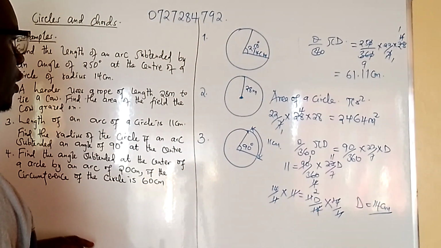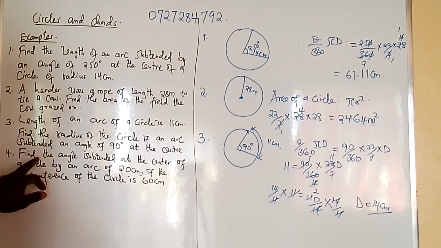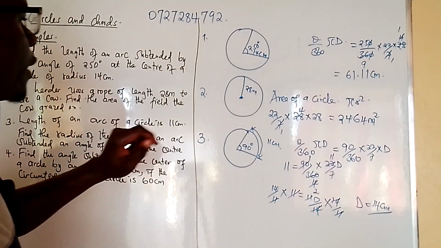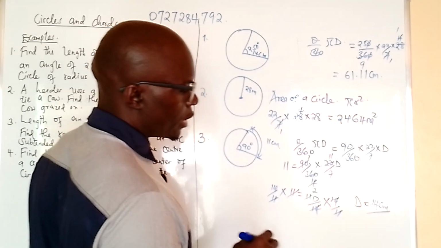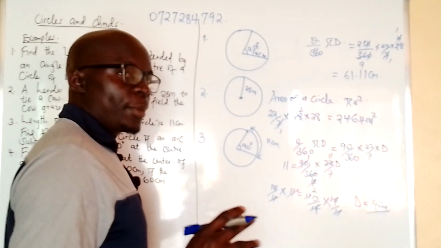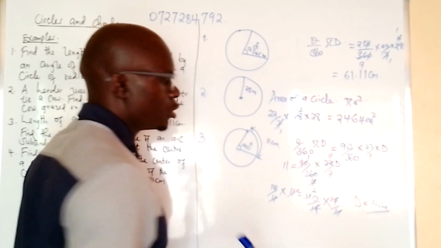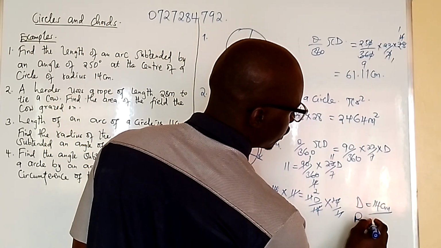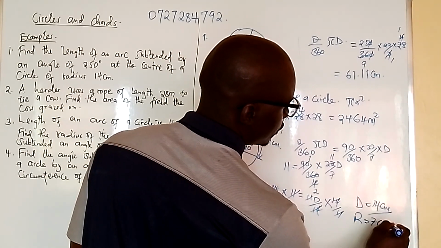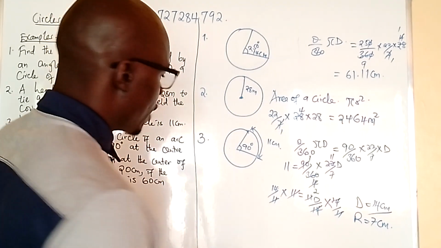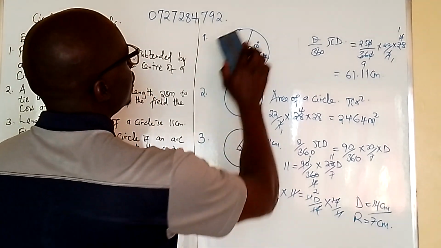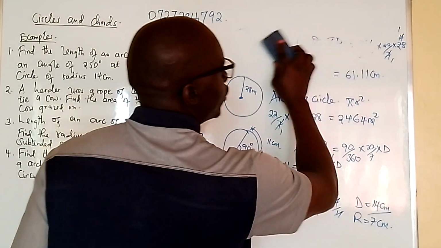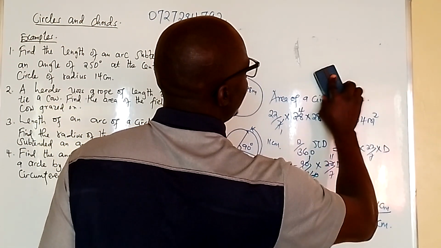What does the question want? The radius. Find the radius. We have the diameter. The diameter is radius times 2. So radius is this one divided by 2. So r is equal to 7 centimeters. I hope that is very clear. Let us now check on to the last question.